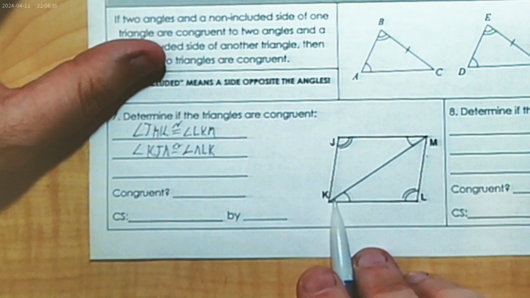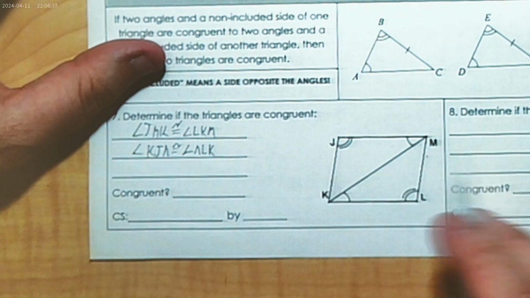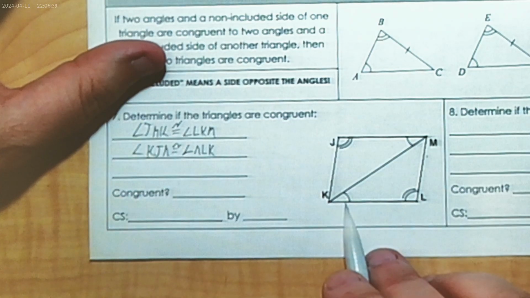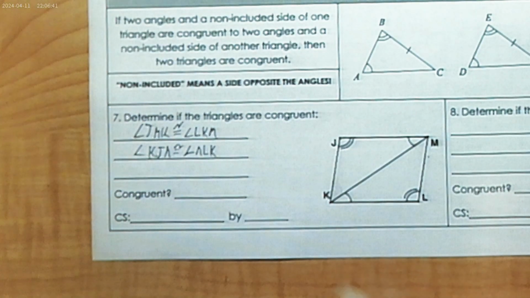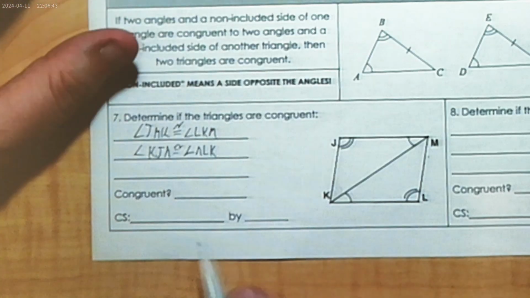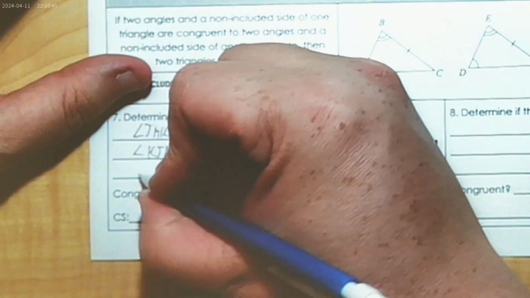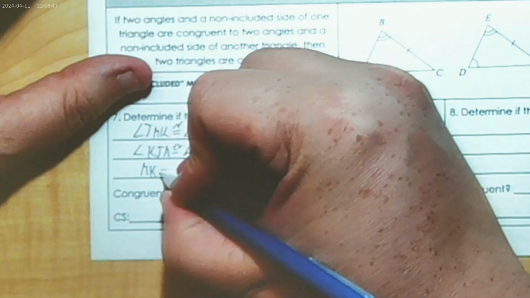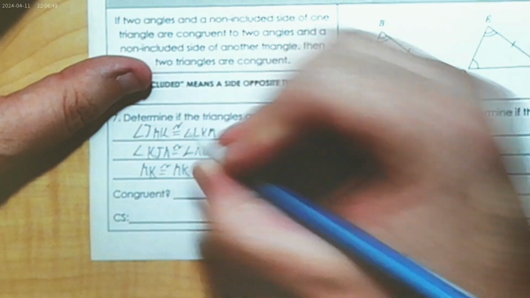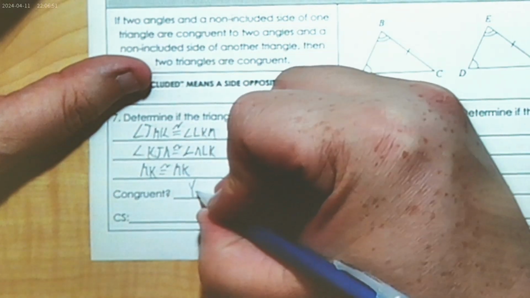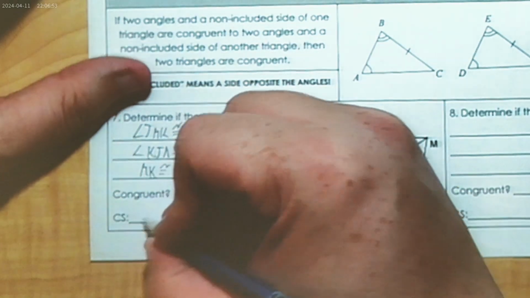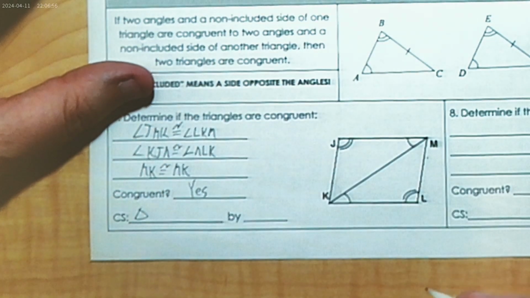So I'm starting with no measurement going to 2 and then to 1, no measurement going to 2 going to 1. Again, using the measured angles as reference points. And then finally, as ever, MK congruent to MK. Are they congruent? Yes. And now the congruency statement, which is just as tricky.